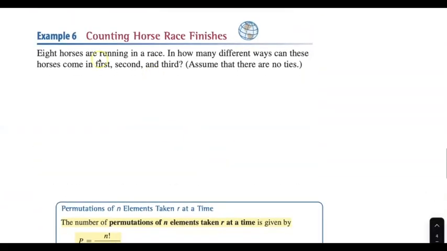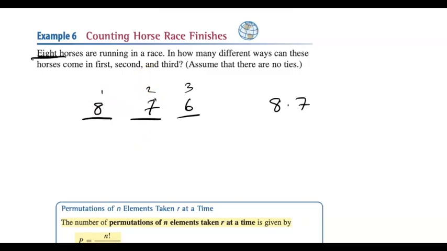Counting horse race finishes. 8 horses are running a race, and how many different ways can these horses come in first, second, or third? Assuming there's no ties. So we have 8 horses, and we want first, second, or third. We don't want to arrange all 8 horses, just the first 3 is what we care about. For the first spot, I have 8 different choices, but once whoever wins, they're out of the pickings now. There's only 7 left, and then there's only 6 left. So it's going to be 8 times 7 times 6, also known as 336. There's 336 different ways that those 8 horses can come in first, second, or third.